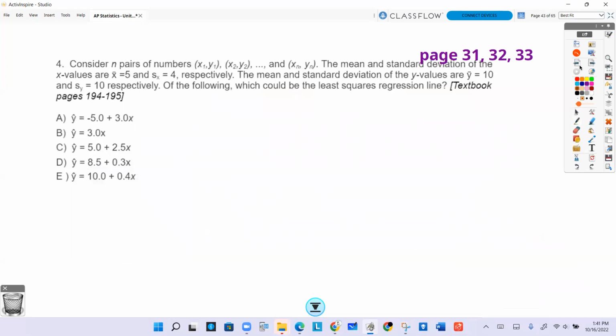All right, number 4. This is probably the trickiest one on here. Consider the n pairs of numbers x1, y1, x2, y2, and so forth. The mean and standard deviation of the x values are x bar equals 5, s of x equals 4, respectively, and then they give you the same thing for the y's. Y bar is 10, s of y is 10, respectively. Of the following, which could be the least squares regression line?